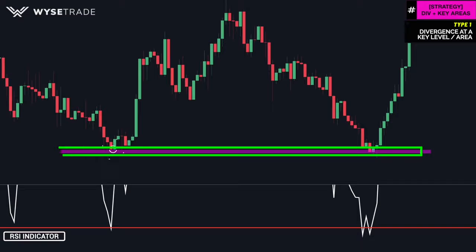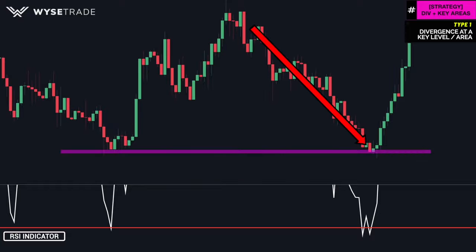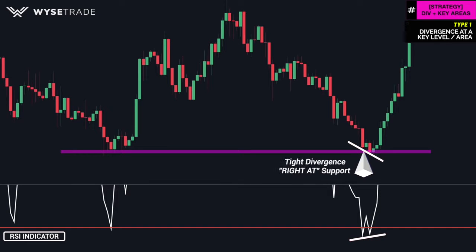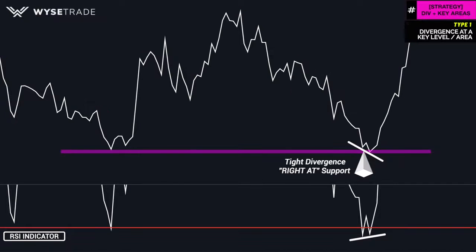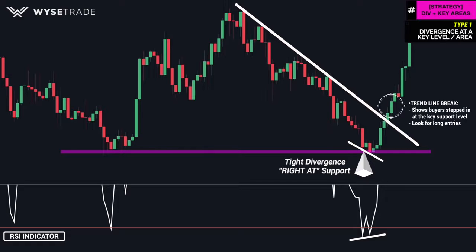Again, key support level, because price hit and reversed from here drastically. As price came back down, you had tight divergence form right at this key level of support. So switching to the line chart, again, price made a lower low while the RSI made a higher low, showing a clear tight divergence. So let's jump back. You then place your trend line on top of the current trend. And when price breaks the trend line, the support level and tight divergence are confirmed, meaning buyers actually stepped in at this level. And this is when you would look for long trade entries.